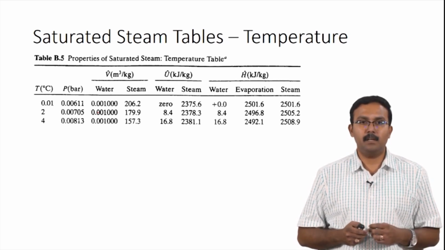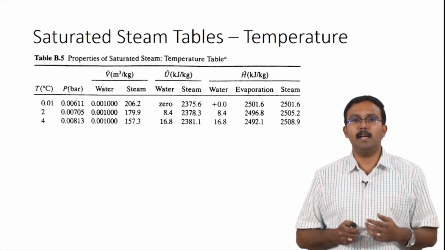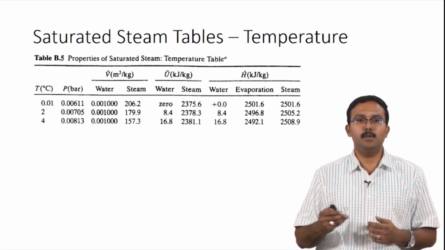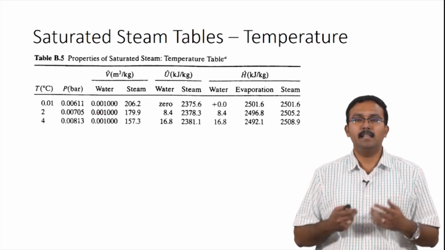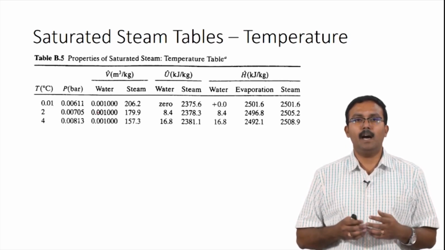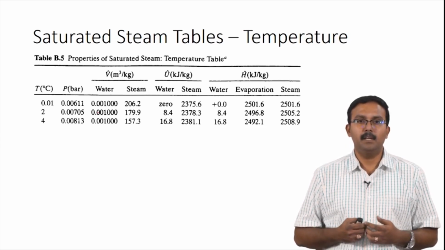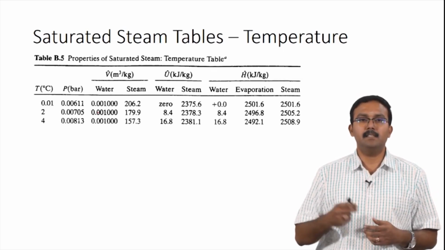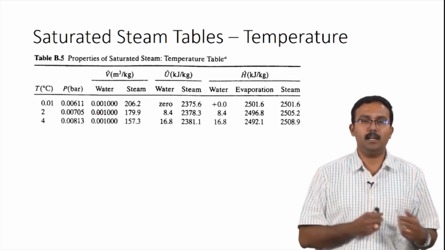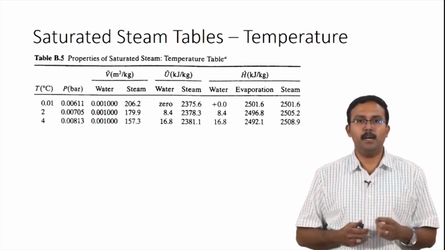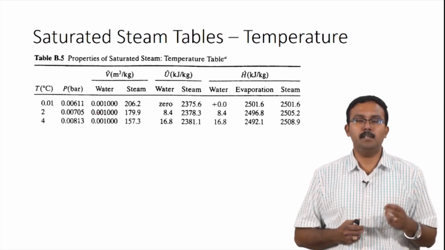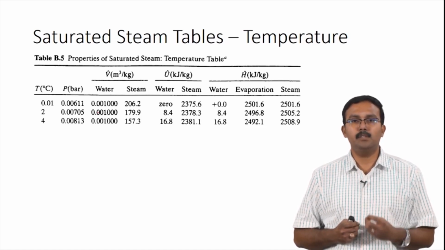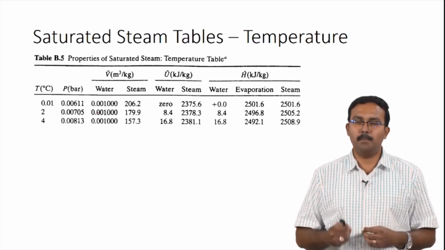Let us take one particular example. For example, if we take 2 degrees Celsius and a pressure of 0.00705 bar, in that condition you have a vapor-liquid equilibrium, where the temperature is 2 degrees Celsius and the pressure is the corresponding saturation pressure for that temperature. The first data point you see is 0.01 degrees Celsius and a pressure of 0.00611 bar. So, this is the triple point.